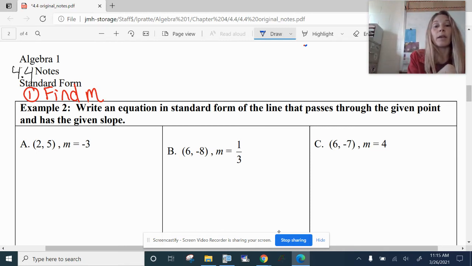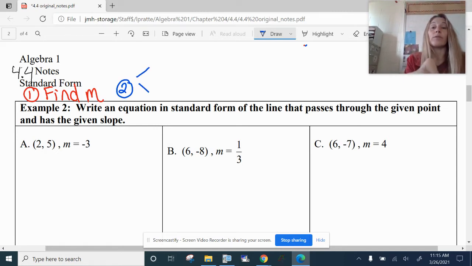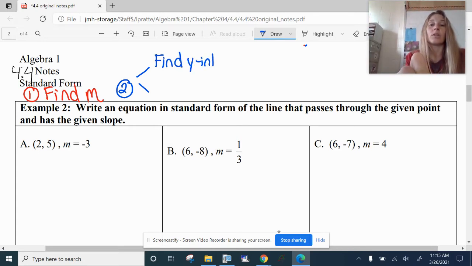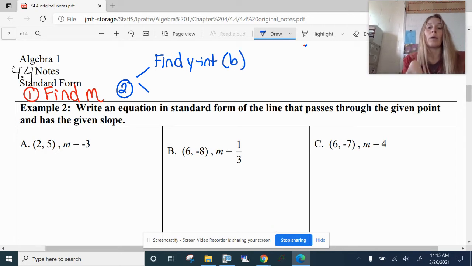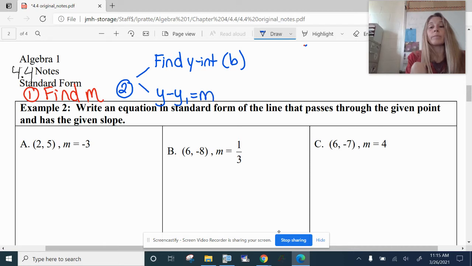Now, the second thing we want to do after that is we have two options. One option is that we can find the y-intercept, which is that b value, and we can use the y equals mx plus b equation to do that if we're given a point. Or the other option is we can use point slope form.